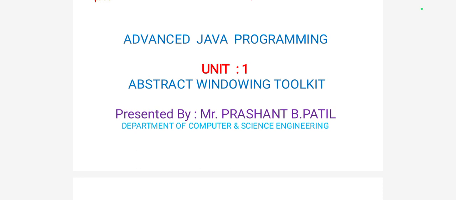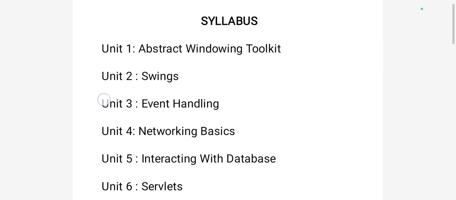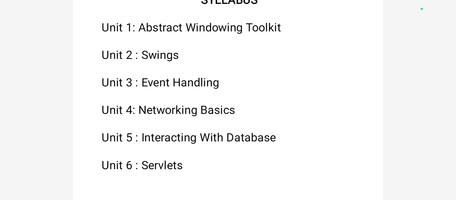Myself, Prashant Patil. Today, we will see unit number 1, Abstract Windowing Toolkit, from the subject Advanced Java Programming. In Advanced Java Programming, we will see unit number 1 Abstract Windowing Toolkit, unit number 2 Swings, unit number 3 Event Handling. In unit number 4, we will see Networking Basics. In unit number 5, Interacting with Databases, and unit number 6 Servlets.